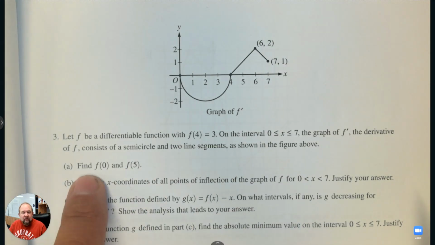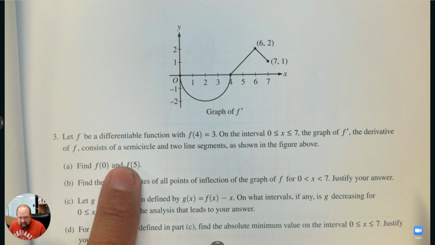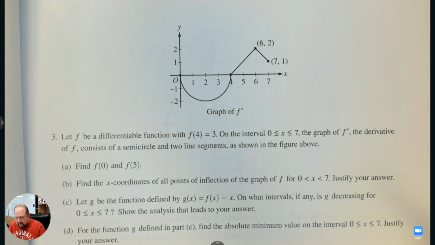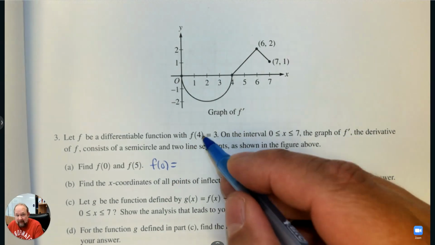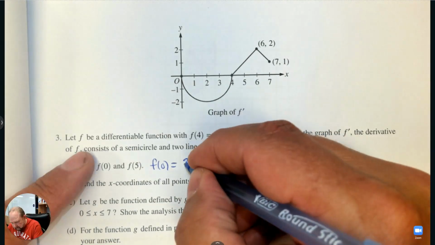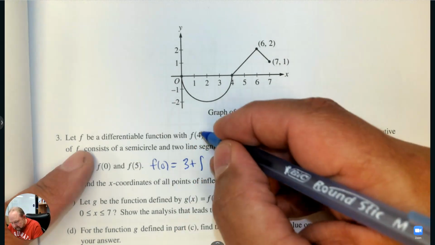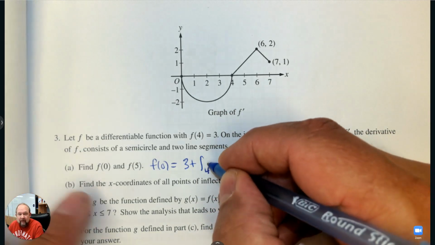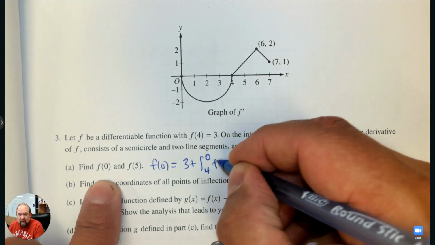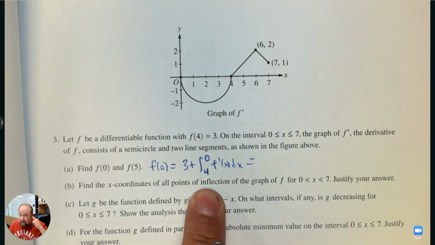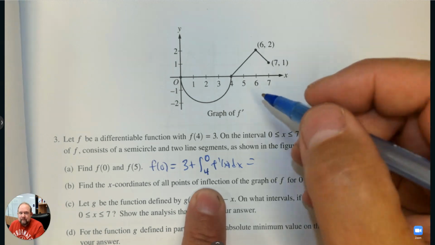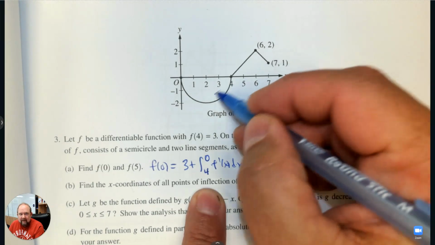All right. So could you find f at 0 and f at 5? And what would that mean? What would the setup look like? To find that value, we start with what we know, which is f at 4 equals 3. So we start with 3, and then we're going to integrate from that number 4 to whatever I'm looking for. I recognize right away it's flippity-flipped. Because the bigger number is on the bottom, whatever number I come up with, I'm going to change the sign. Easy. So from 0 to 4, I can do this.